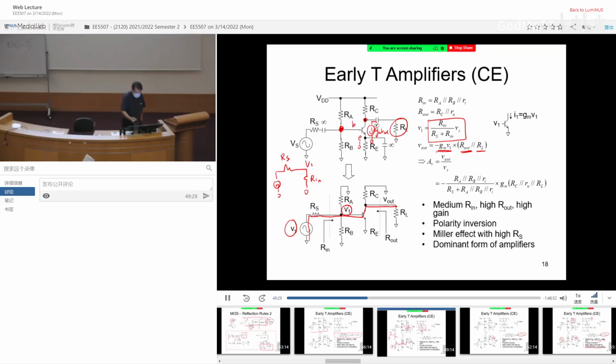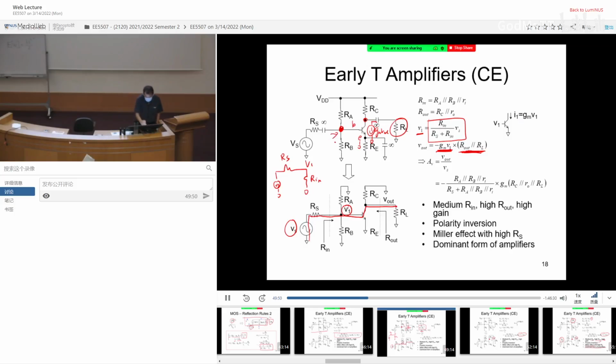So, although I break it into a few steps, first I obtain V1 through the voltage divider, and then I obtain the current source using gmV1. Finally, I use Ohm's law, the current multiplied by the total resistor, to give you the final output voltage. But all these can be combined. If you do this a few times, you will see, oh, very easy.